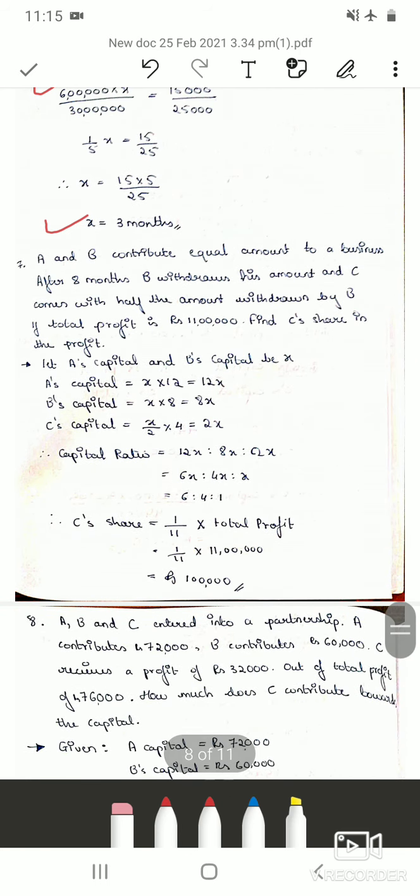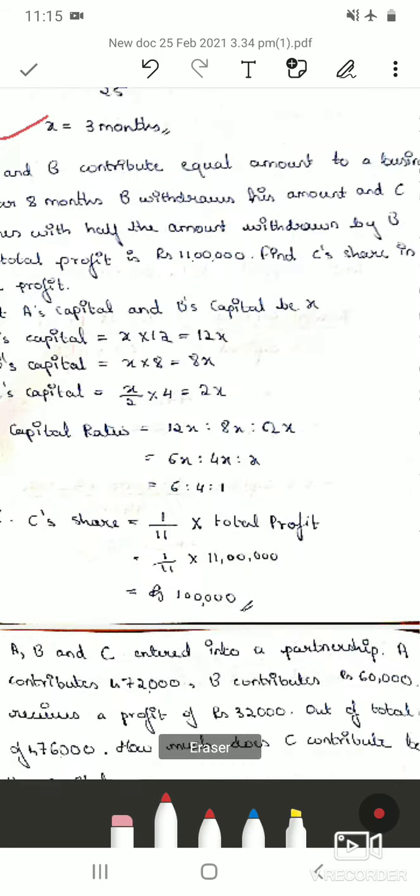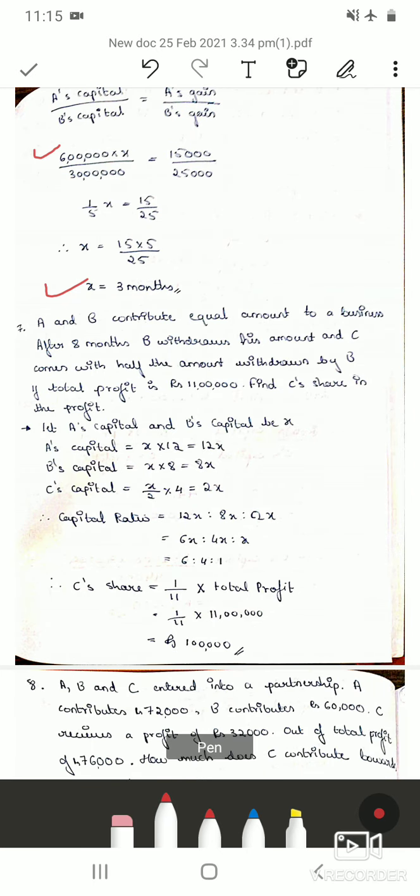The seventh problem is: A and B contribute equal amount to a business. After 8 months, B withdraws his amount and C comes with half the amount withdrawn by B. If total profit is 11 lakh rupees, find C's share in the profit. So initially they have given A and B contribute equal amount to a business. So we can take the capital of A and B to be X.